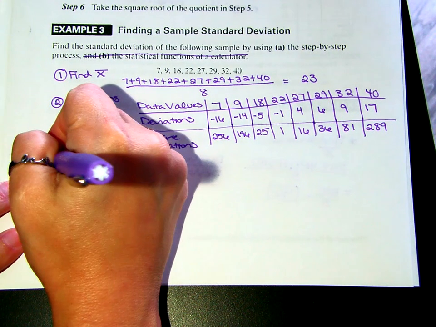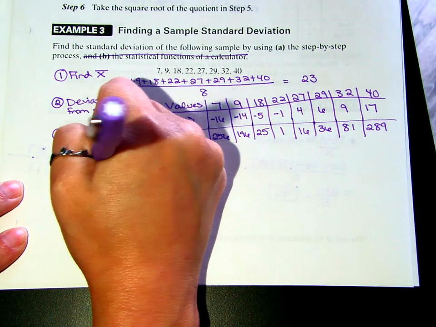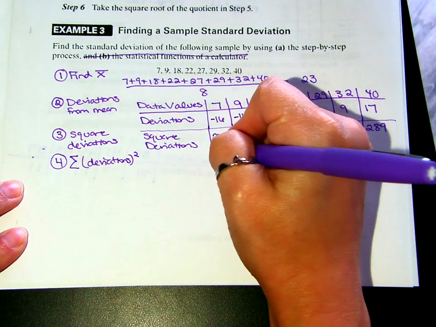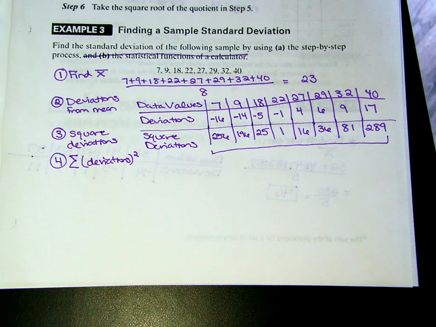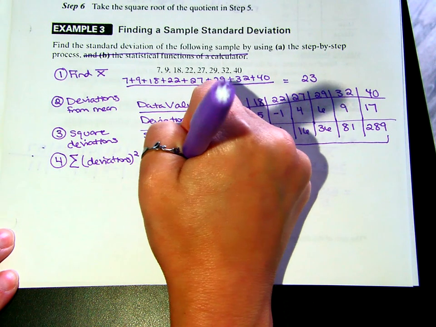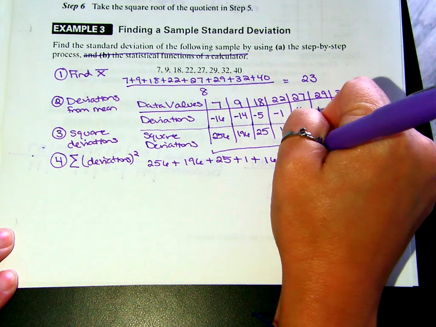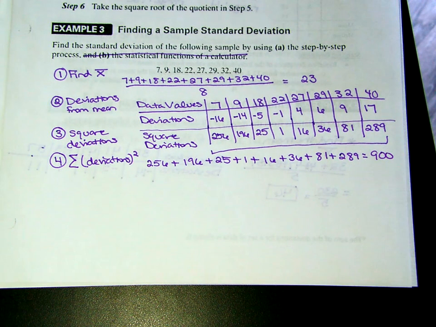Step 4, sum of the deviations squared. So I'm going to take all of these squared values and I'm going to add them together. 256 plus 196, 25, 1, so on and so forth. We add them all together for step 4. Equals 900.